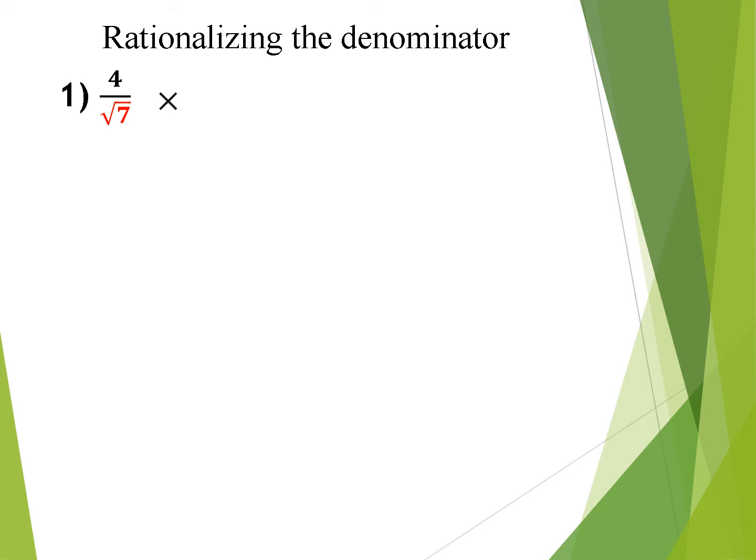So we will multiply by root 7 upon root 7 to make the denominator rational, which will give us 4 root 7 upon 7. How did we get this? Root 7 into root 7 gives us 7. Let us see one more example.